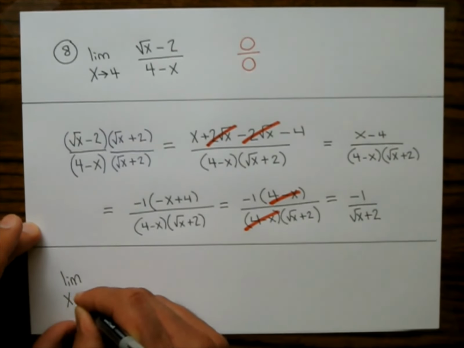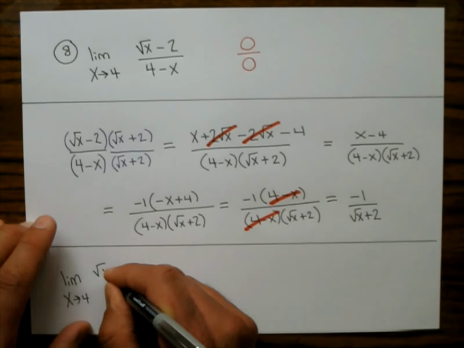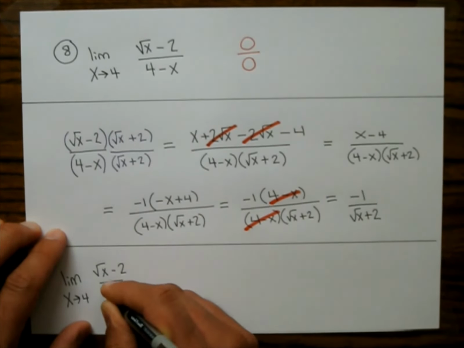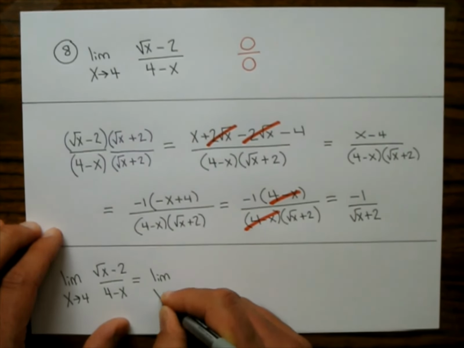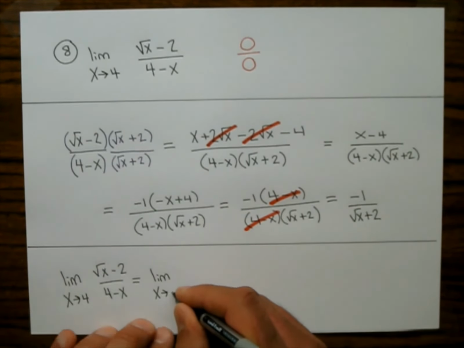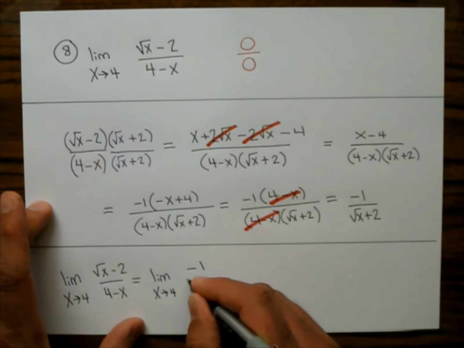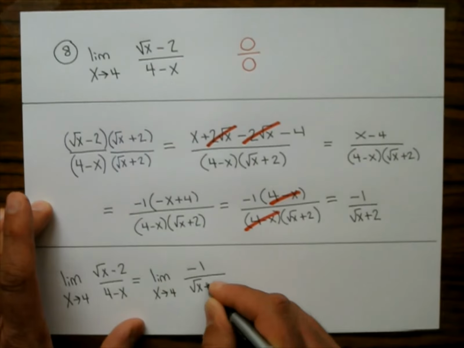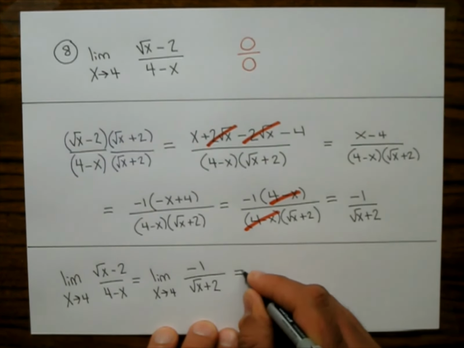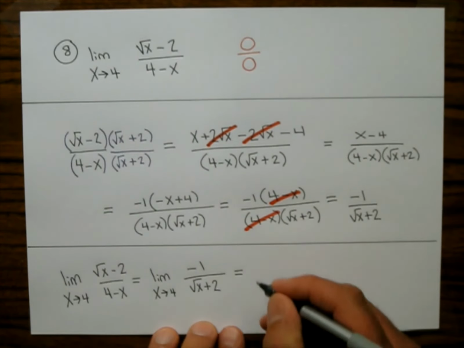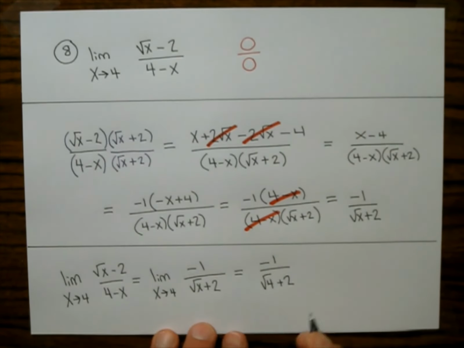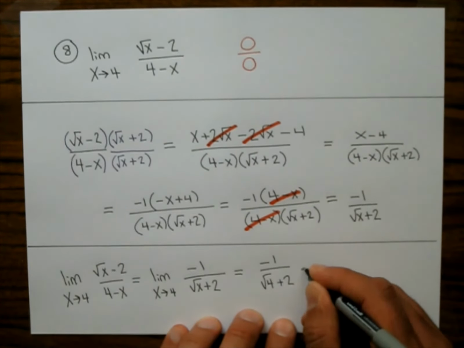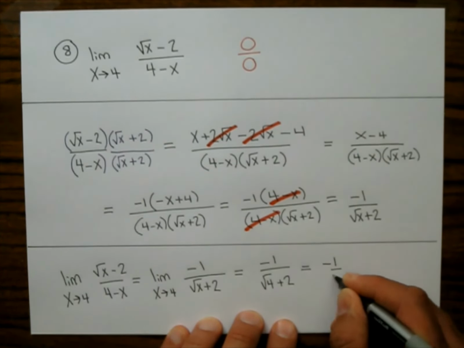This limit as x approaches 4 of, I'll just write out the problem again, 4 minus x. This equals the limit as x approaches 4 of negative 1 over root x plus 2. So now I'm going to do substitution on this one, putting a 4 in for x. And what is the square root of 4? The square root of 4 is 2, and we have 2 plus 2 on the bottom. So our final answer is going to be negative 1 over 4.